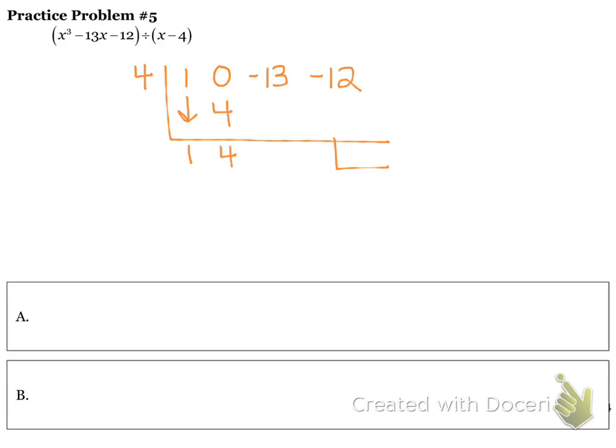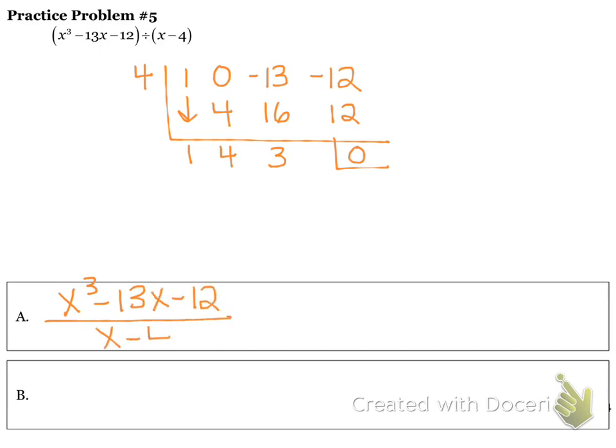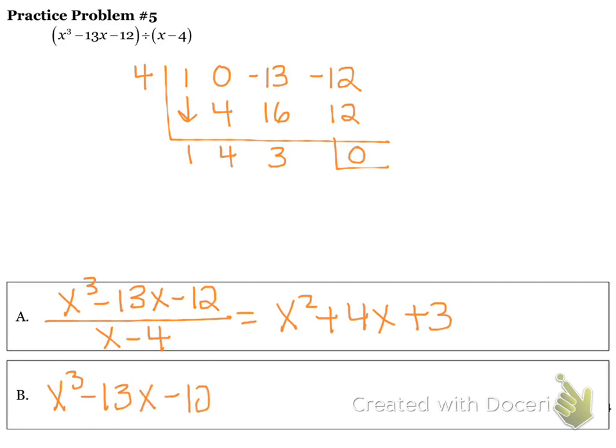4 times 4 is 16. Added to -13, and we get 3. Then 4 times 3 is 12, added to -12, and so we don't have a remainder. So we have our dividend divided by our divisor, which is equal to x squared plus 4x plus 3. And then our dividend equals our divisor times our quotient.